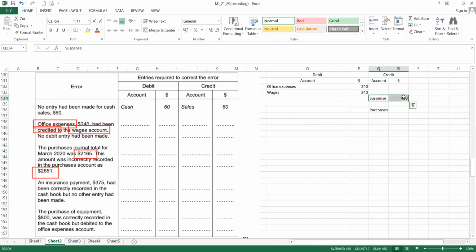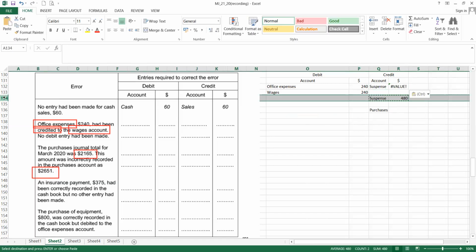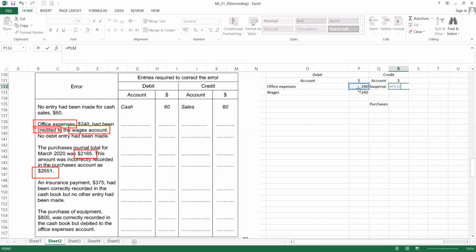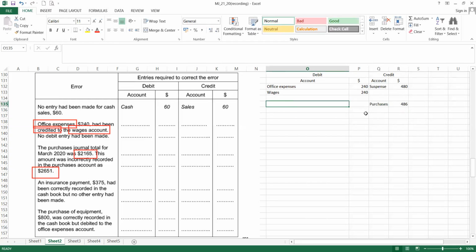Let me put up first. Okay. So purchases account overstated, we have to credit it. So we take 2651 minus 2565. So 486. Same thing. This is a one side error because the other side didn't mention anything. So this one side must use the suspense account to do the correction.